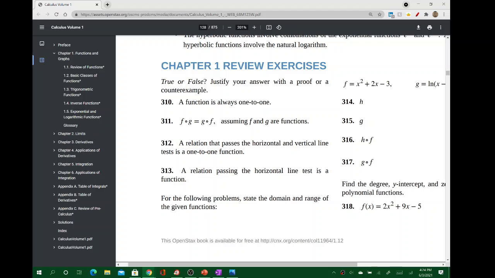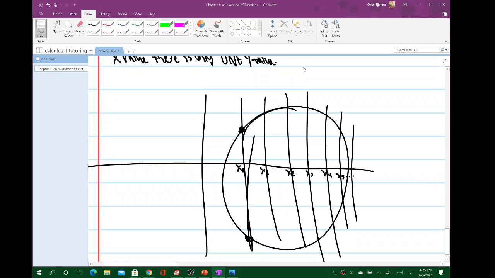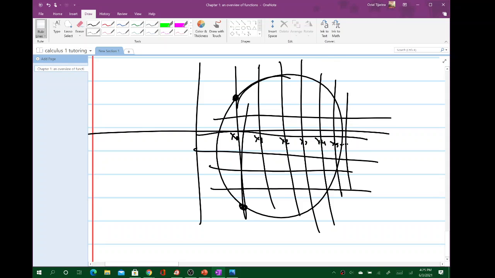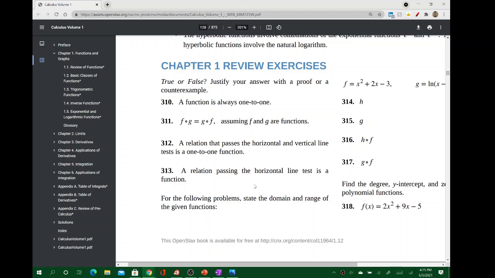Okay, so no, it would not pass. Which one was it? It was this one, passing the horizontal line test. Okay, that's the vertical line test. Again, in order for it to be a function, it has to pass the vertical line test, not the horizontal line test. The horizontal line test would only be if the function has an inverse, okay?